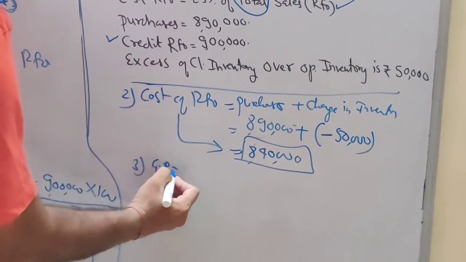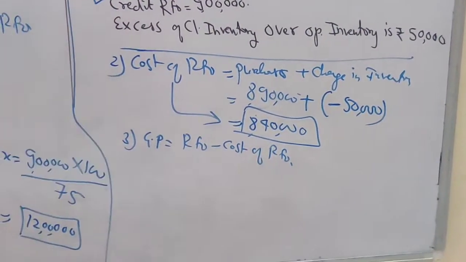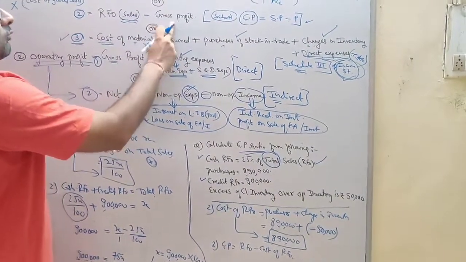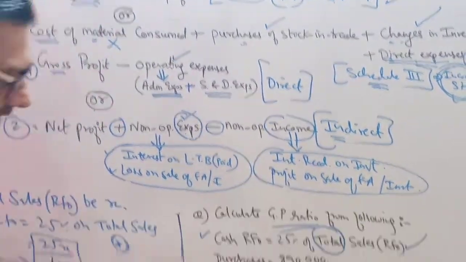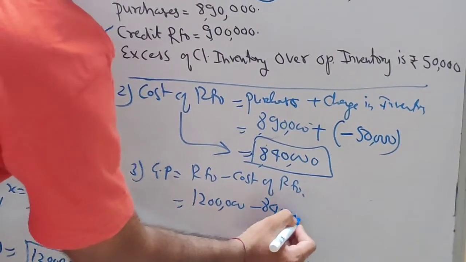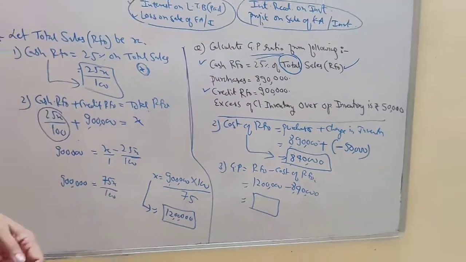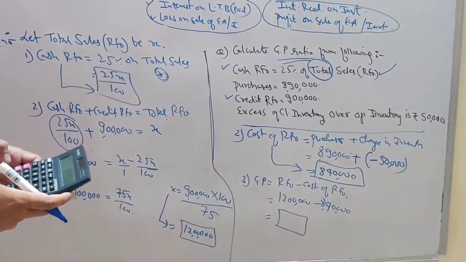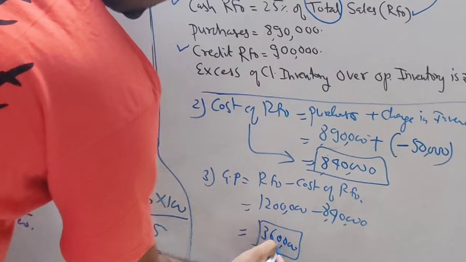Now third step, you will get the gross profit, RFO minus cost of RFO. I have used this formula, students. Cost of RFO equal to RFO minus gross profit. What will be gross profit equal to? Gross profit equal to will be RFO minus cost. So RFO is 12 lakh minus cost of RFO 8,40,000. So what is your gross profit, students? 12 lakh minus 8,40,000, 3,60,000. This is your gross profit.